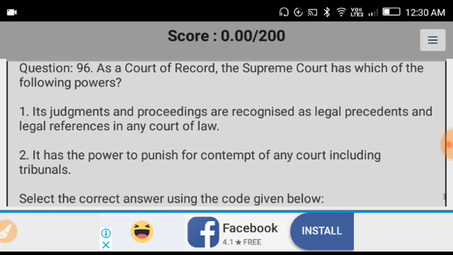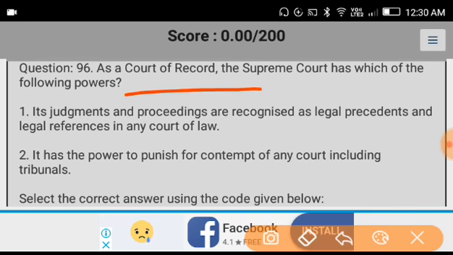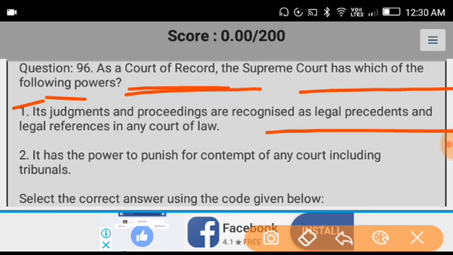Next question: as a court of record, the Supreme Court has which of the following powers? Its judgments and proceedings are recognized as legal precedents and legal references in any court of law. Yes, it is correct.